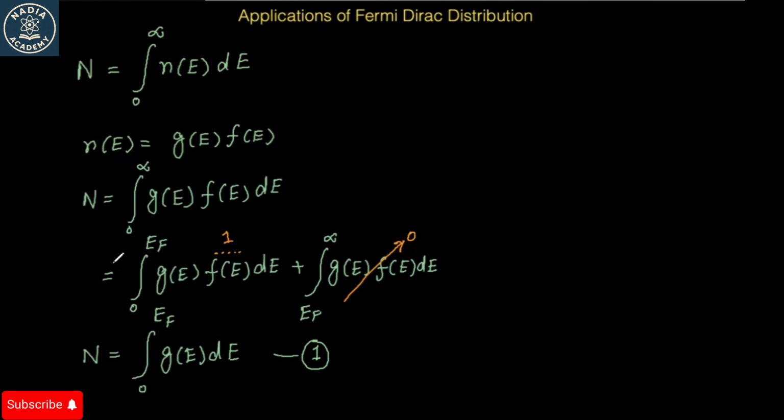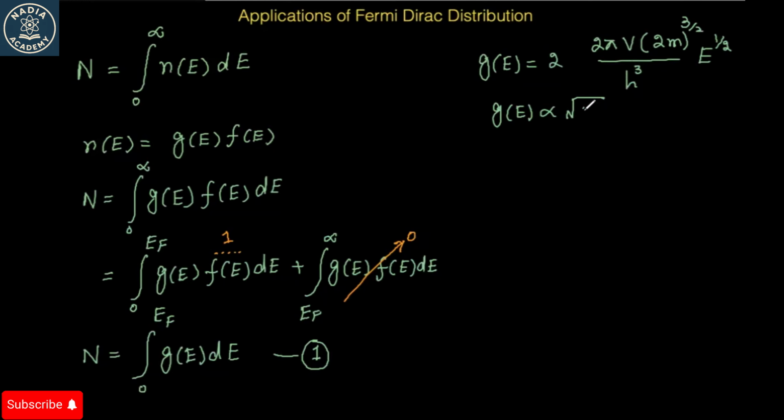So now we can look at this function G of E, which is the density of states. The density of states is given by G of E is equal to 2 times 2 pi times volume times 2 times the mass of electron, to the power 3 over 2, divided by the cube of the Planck's constant, times the square root of energy. So the G of E is proportional to the square root of energy.